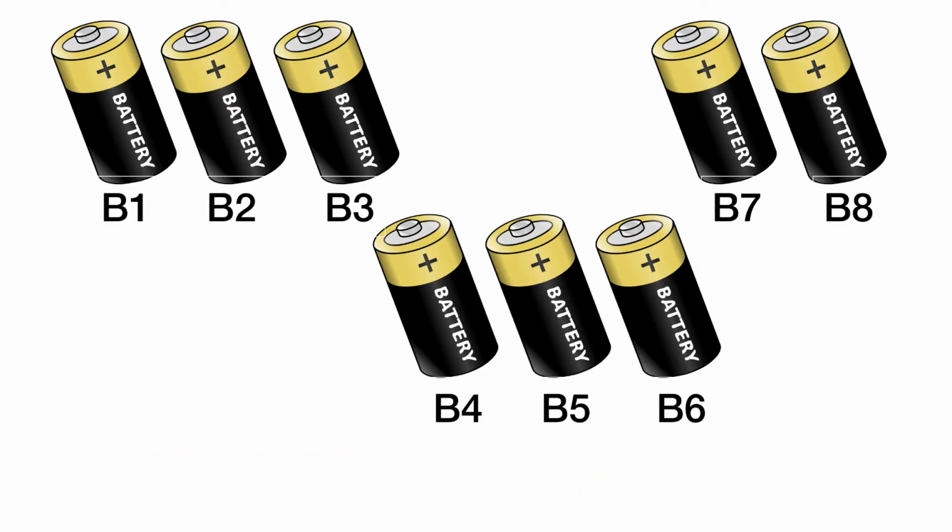So now let's find how many combinations are possible for each group. Let's go one by one. In group 1, consisting of B1, B2, B3, the possible combinations are B1 B2, B2 B3 or B1 B3. Hence the total combinations in group 1 is 3.